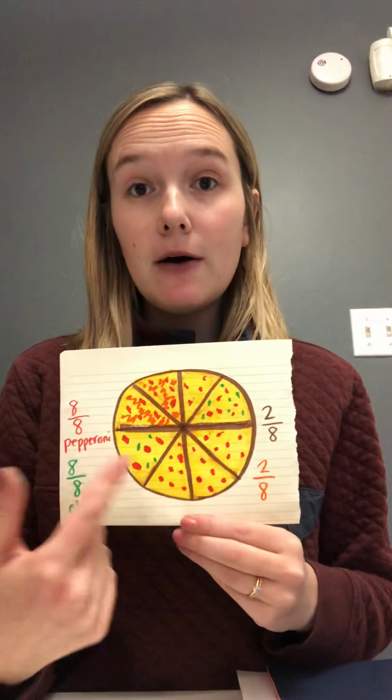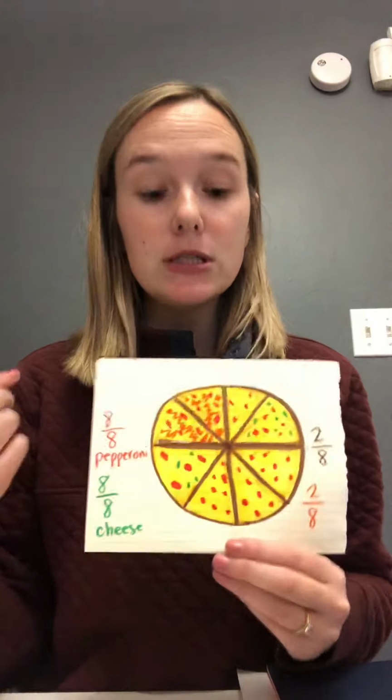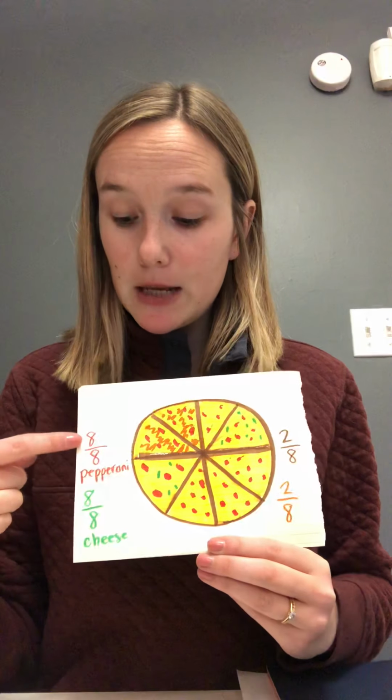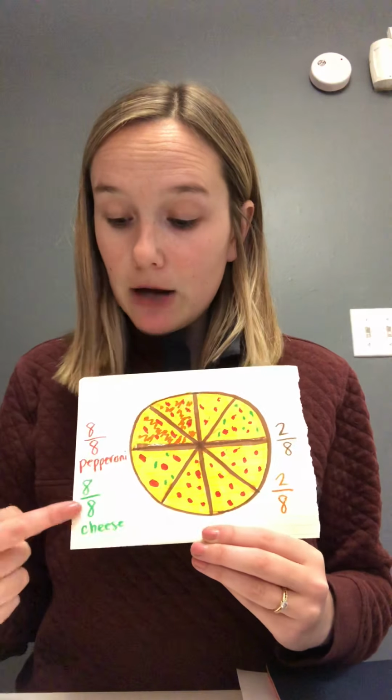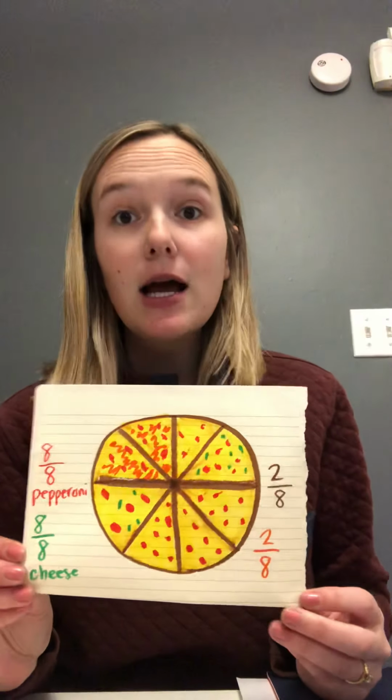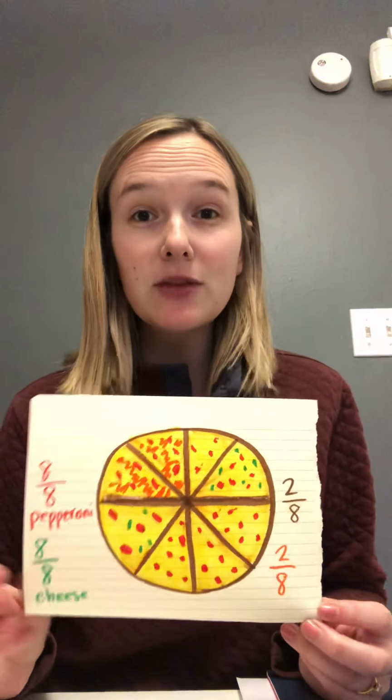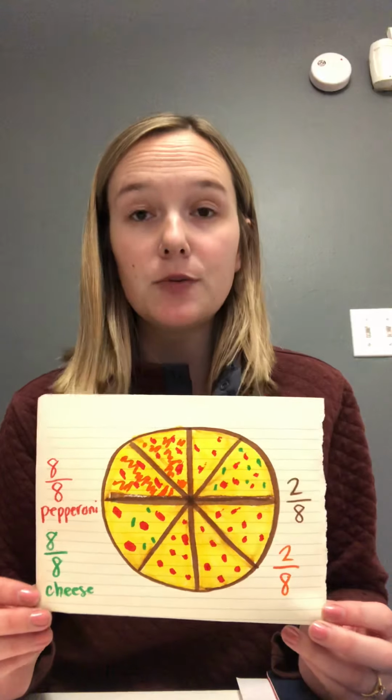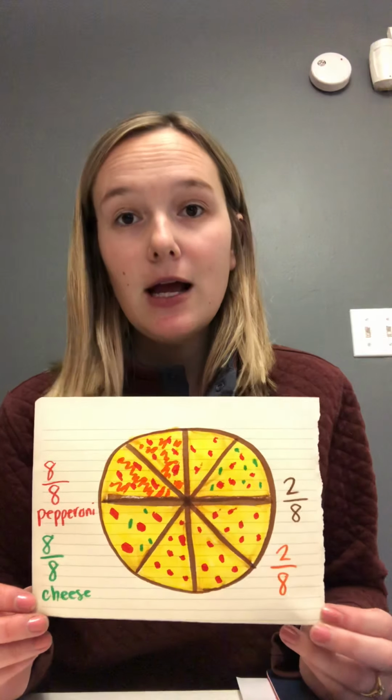I'm wondering if you could make your own pizza fraction at home. Maybe you could draw one like I did and tell me how many pieces have toppings on them. So just like I did, I said 8 out of 8 pieces have pepperoni, 8 out of 8 pieces have cheese, 2 out of 8 pieces have jalapenos, and 2 out of 8 pieces have extra cheese. So maybe you could draw one of your own pizzas too and tell me the fraction of toppings that are on each piece, just like I've done here.